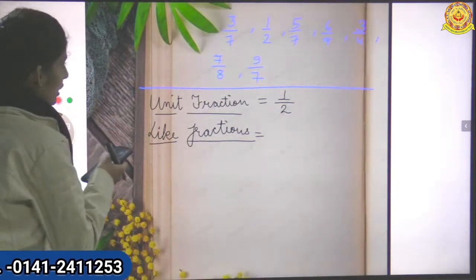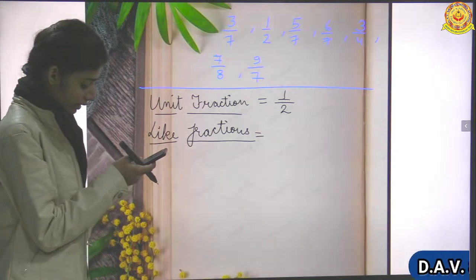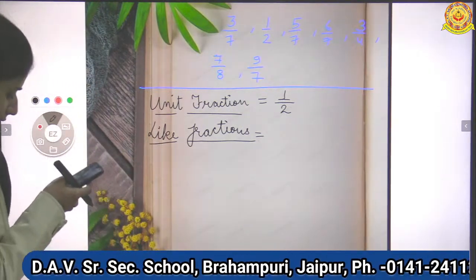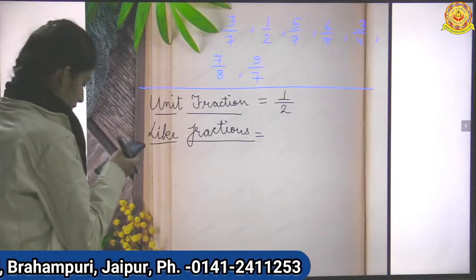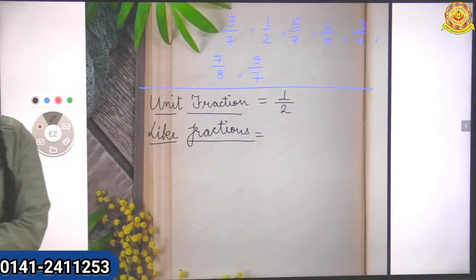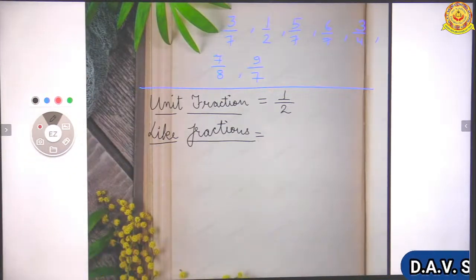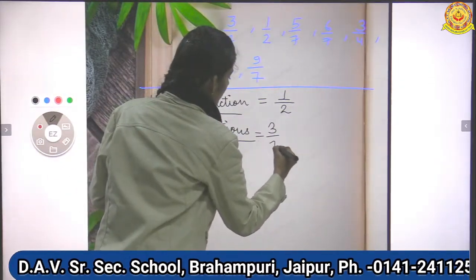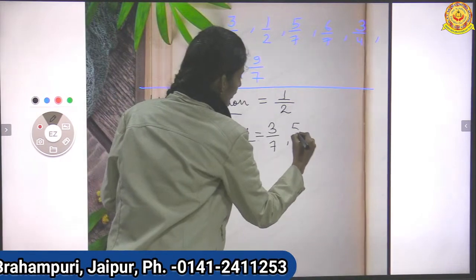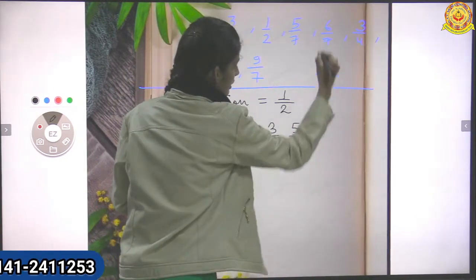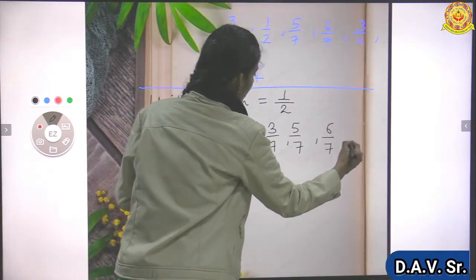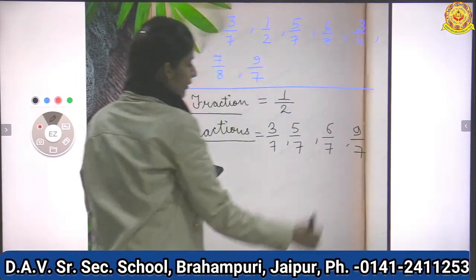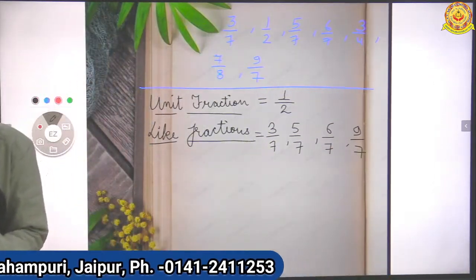3 upon 7, 5 upon 7, 9 upon 7. Samya has written, okay. Samya, one number is missing in this. Yes, Madhu, this is absolutely right: 3 upon 7, 5 upon 7, 6 upon 7 and 9 upon 7. All these fractions have the same denominator, 7.